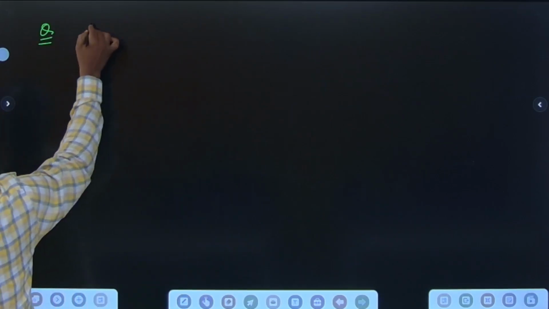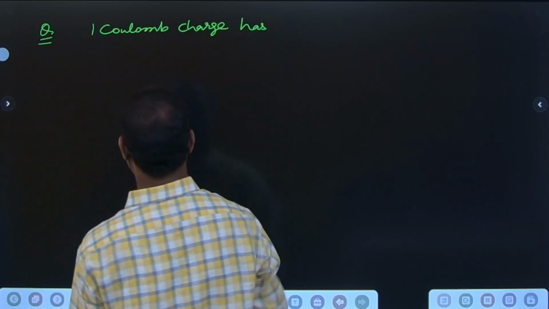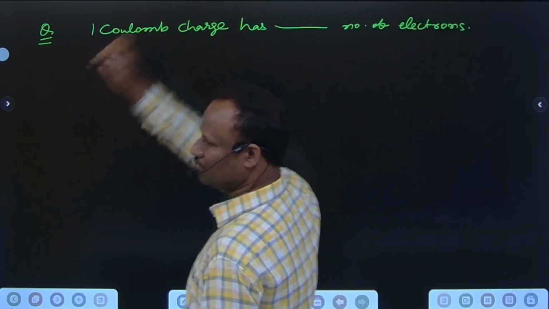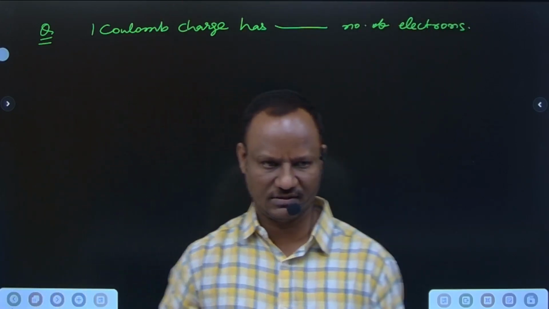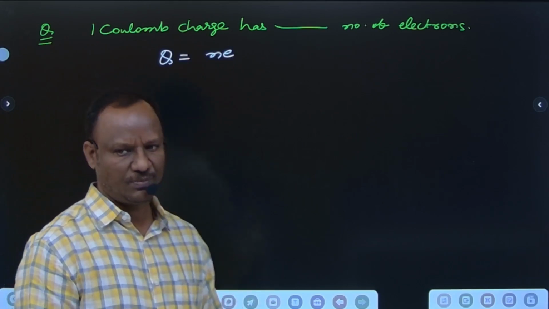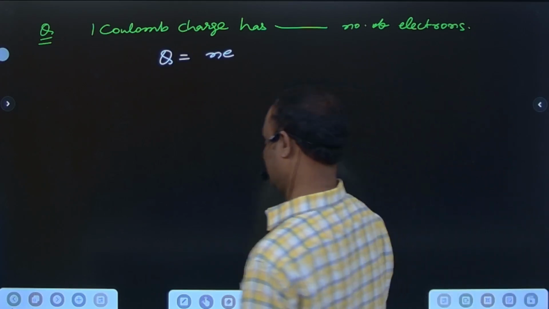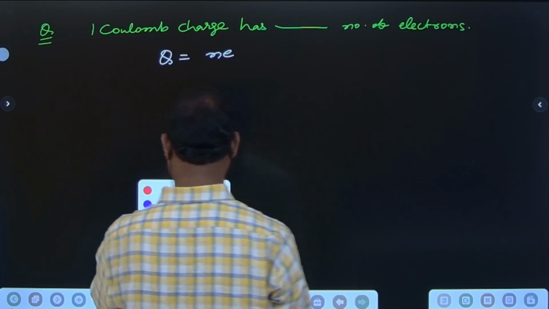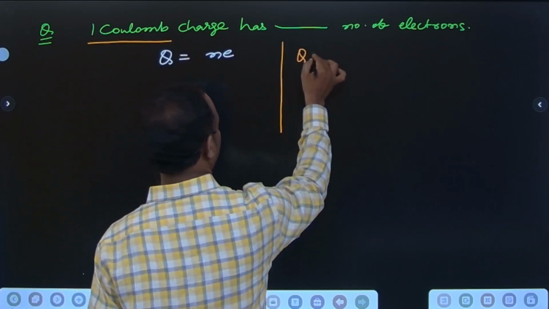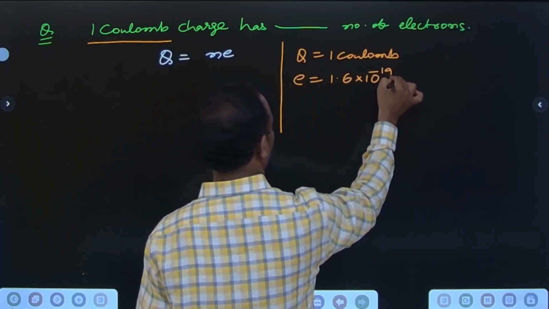So the question is: 1 coulomb charge has dash number of electrons. How many electrons? So 1 coulomb charge, Q is equal to Ne. If you write positive, it lost electrons; if you write minus, it gained electrons. Q means 1 coulomb charge, so Q is equal to 1 coulomb, and e is equal to 1.6 into 10 to the power of minus 19.